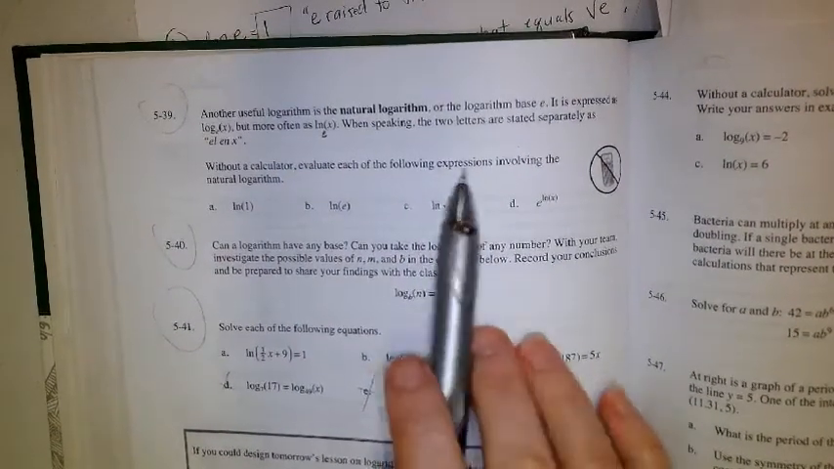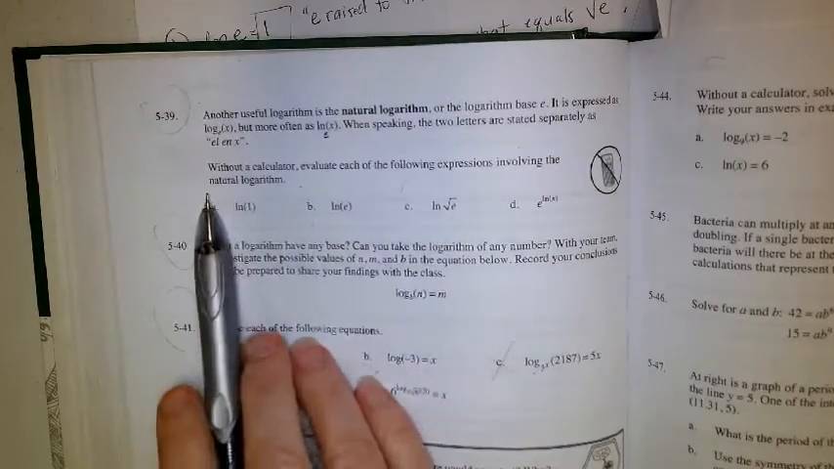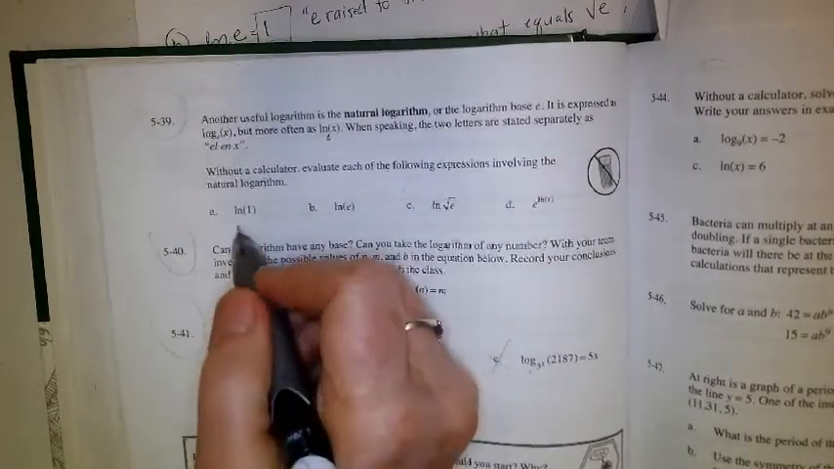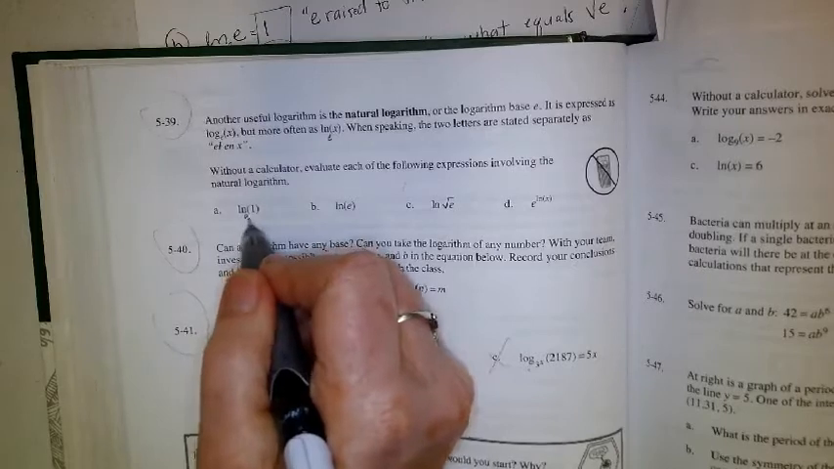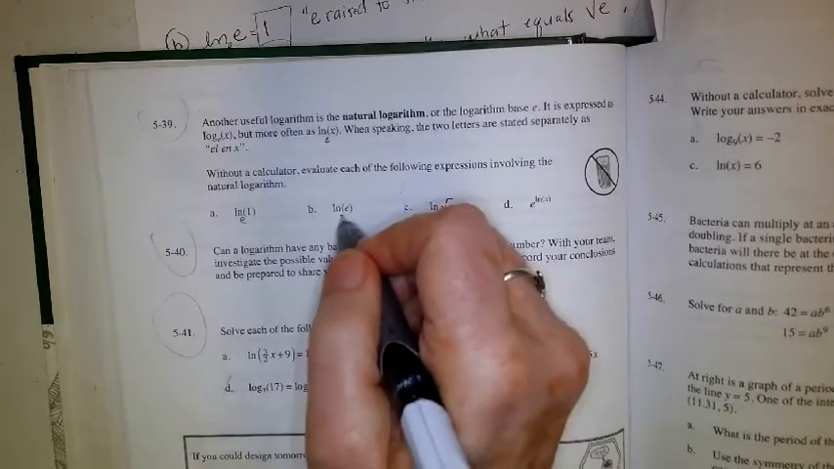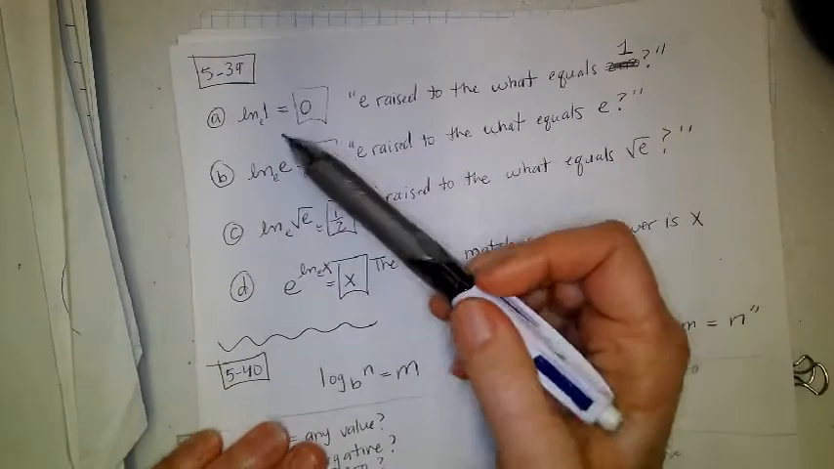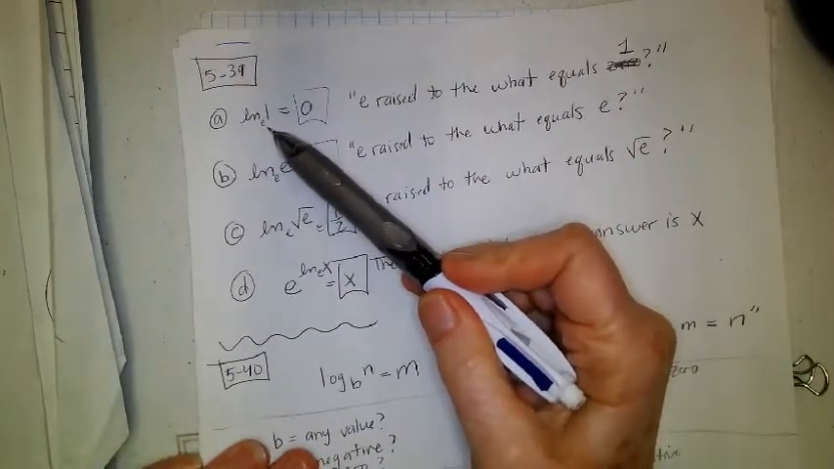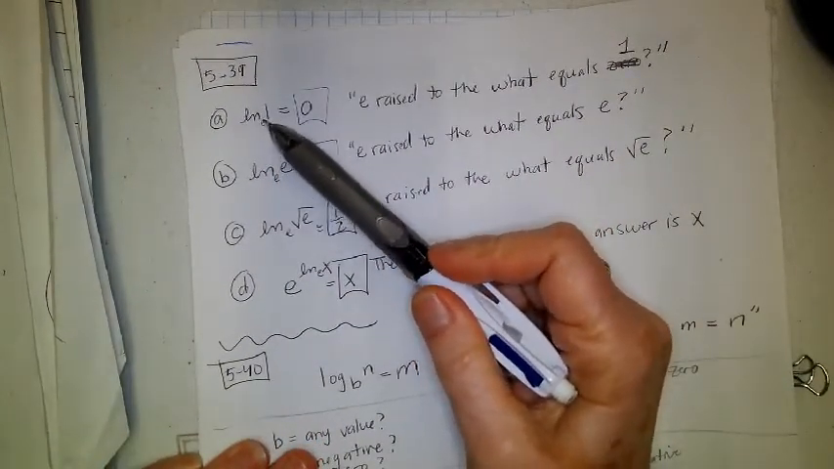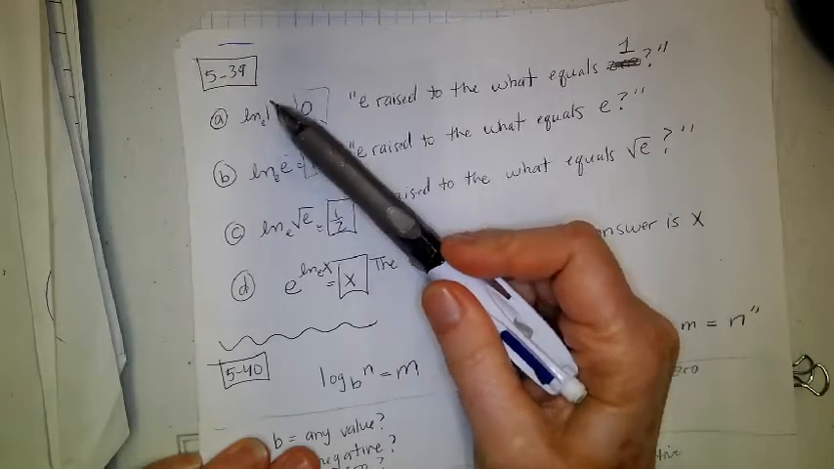Without a calculator, evaluate each of these expressions involving the natural log. So just imagine there's a little e. These little invisible e's, those are the bases, okay? So I'm going to do it on paper so you can see it better. So ln e, or ln naturally has a base of e.